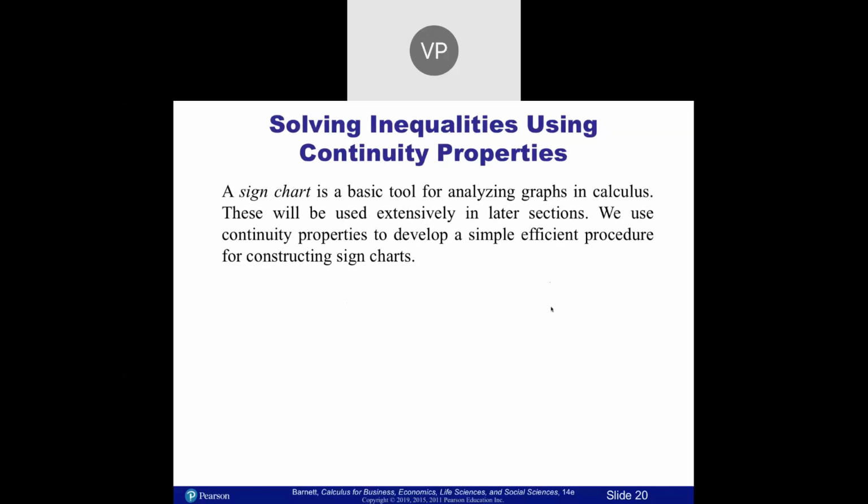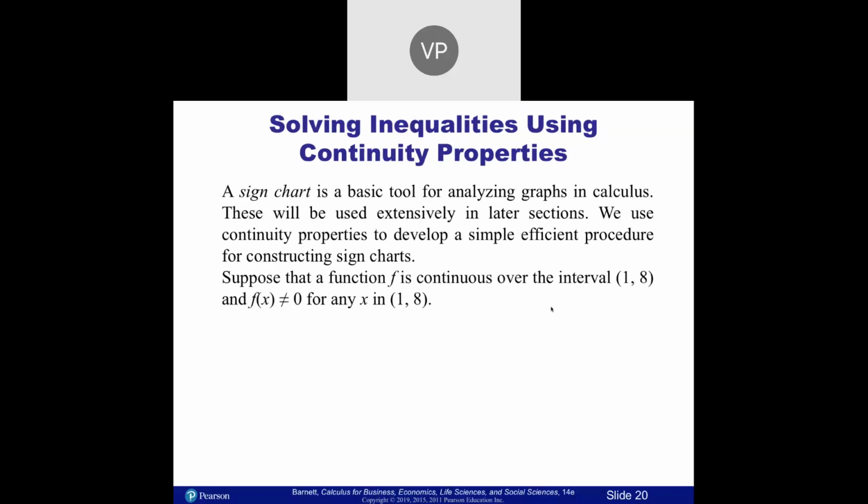I'll tell you that right now. You're either going to get this or you're going to hate it. It's one or the other, but I'll show you what it means here. So suppose you have a function continuous over the interval 1 to 8, every value between 1 and 8, not including 1 and 8, and the function does not equal 0 for any x within 1 comma 8.